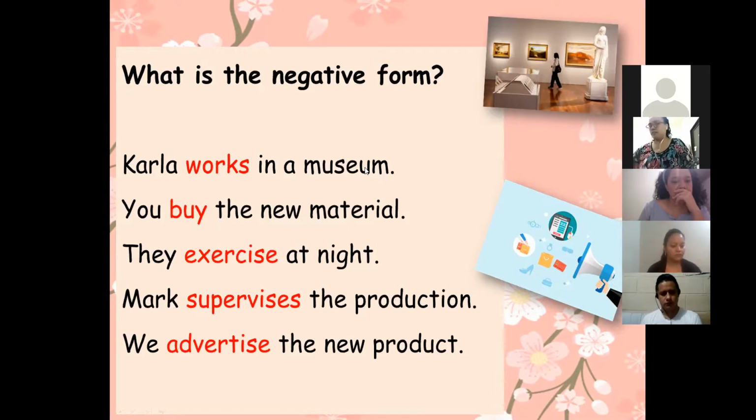To talk about routines, to talk about activities. Look at the verbs. Works, because I'm talking about Carla. Buy, exercise. Supervises with S, because I'm talking about Mark. And then advertise, which is in the base form. What is the negative for Carla? Carla works in a museum. What is the negative?